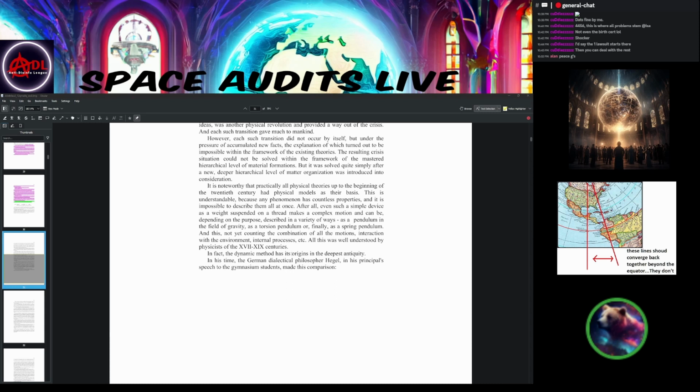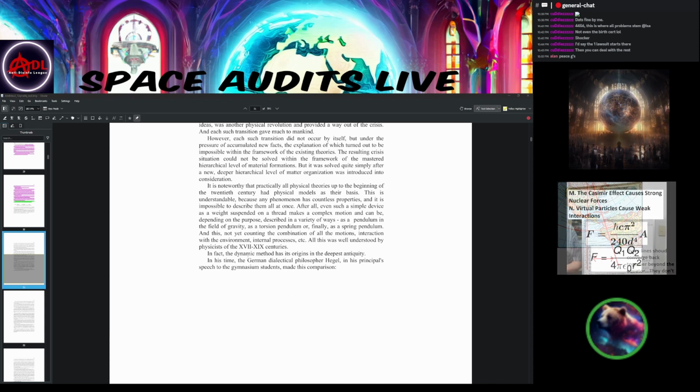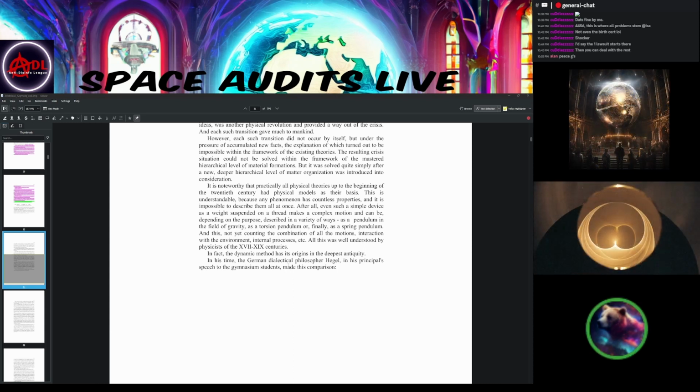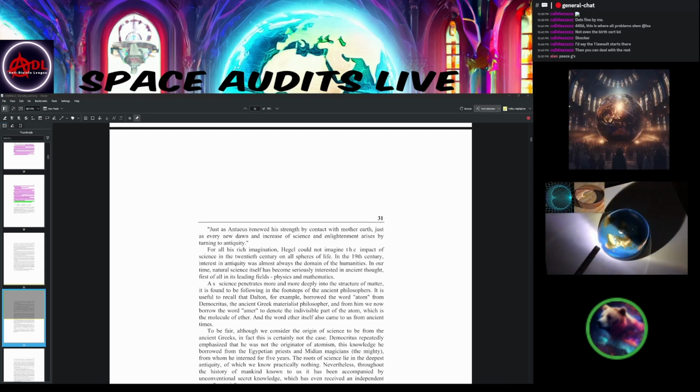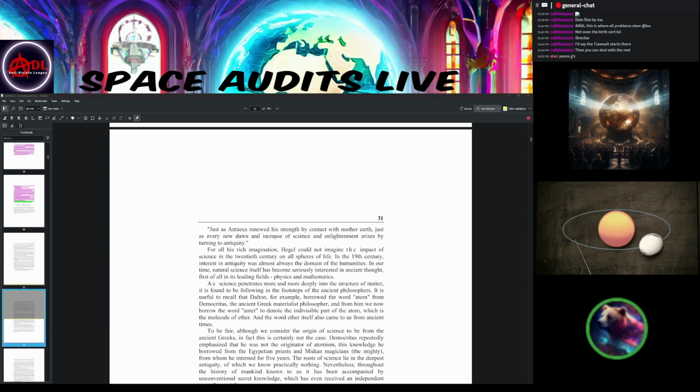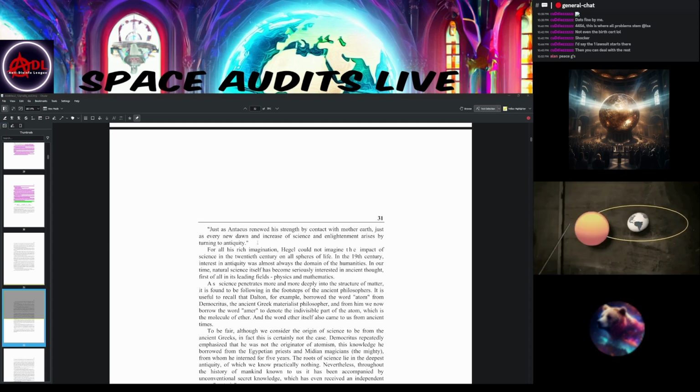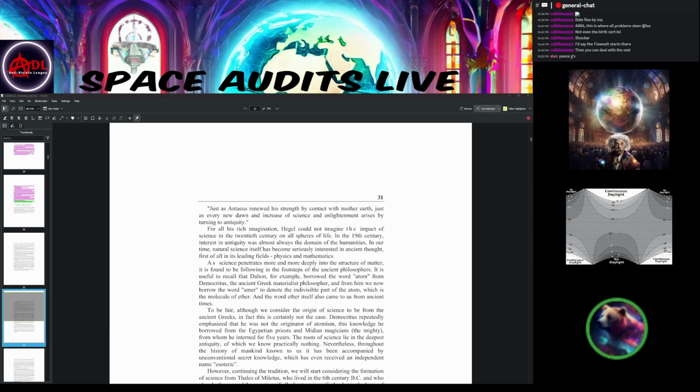In fact, the dynamic method has its origins in the deepest antiquity. The German dialectic philosopher Hegel, in his speech to a gymnasium of students, made this comparison: just as Antaeus renewed his strength by contact with Mother Earth, so every new dawn and increase of science and enlightenment arises by turning to antiquity. So by turning over a new leaf, you're good to go.